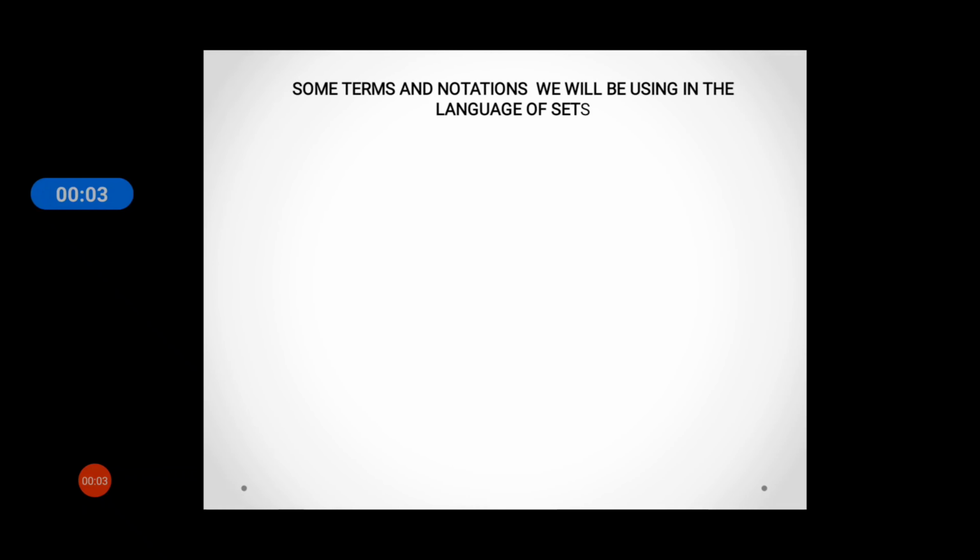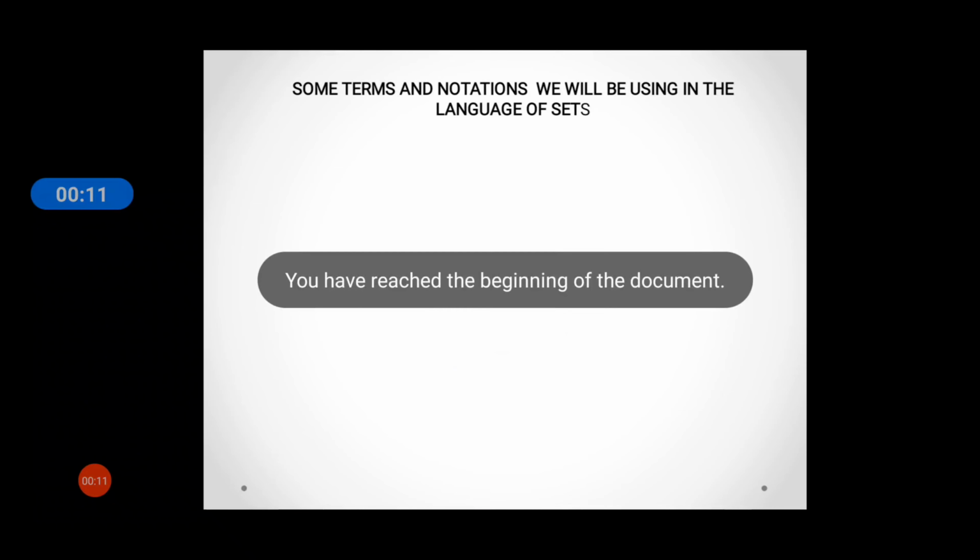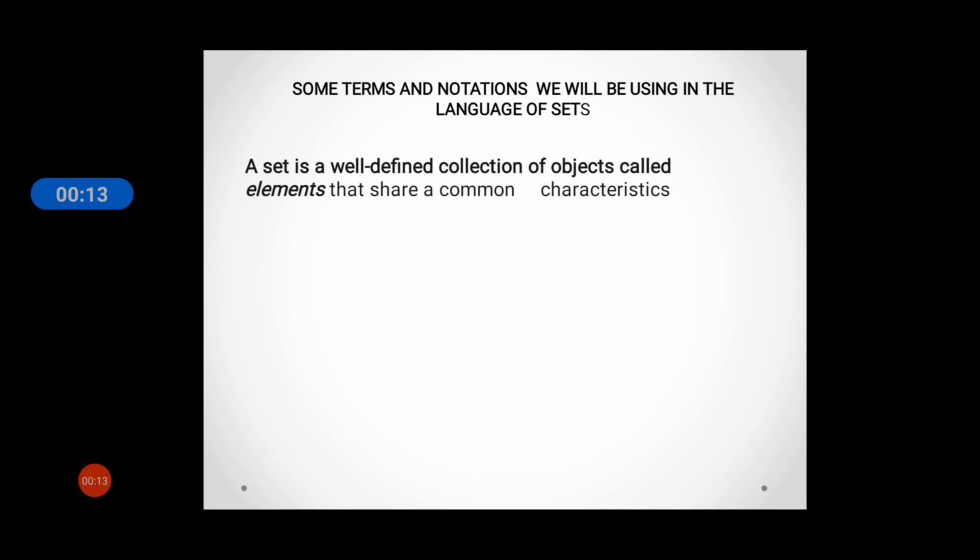Okay, so this time we're going to review the prerequisite skills needed in understanding the language of sets. These are some terms. So we have here a set. When we say set, it is a well-defined collection of objects called elements that share common characteristics.